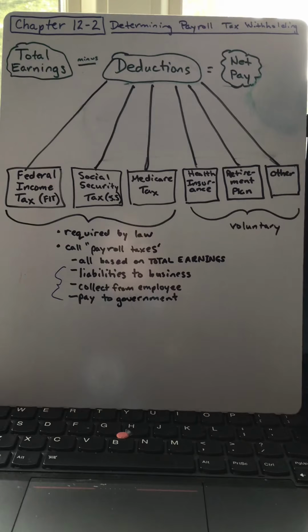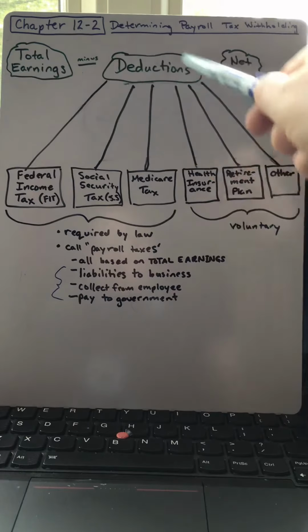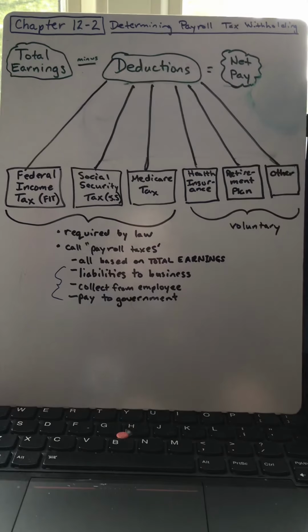We looked at regular earnings and overtime earnings, and we knew for overtime earnings that anything over 8 hours in a day, 40 hours in a week would be paid overtime rates, and overtime rates are typically 1.5 times the regular rate of pay. So we take that total earnings minus deductions. That's really what this section is all about. We're going to do deductions, and then that is equal to net pay.